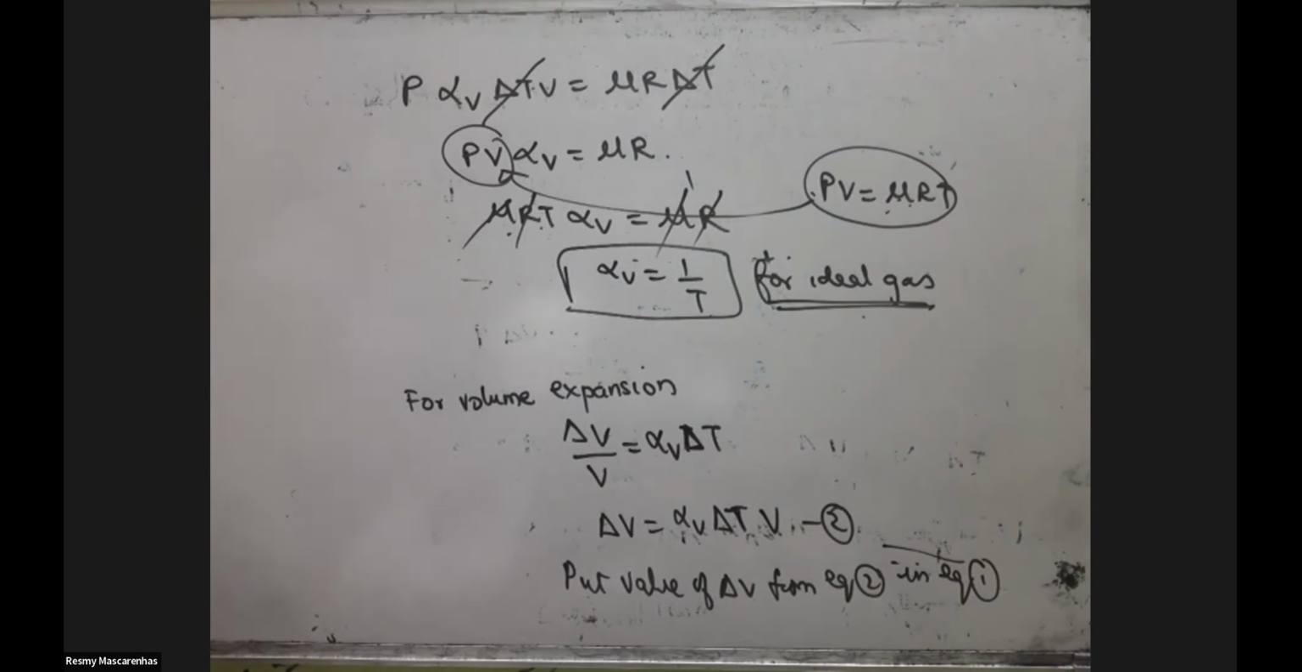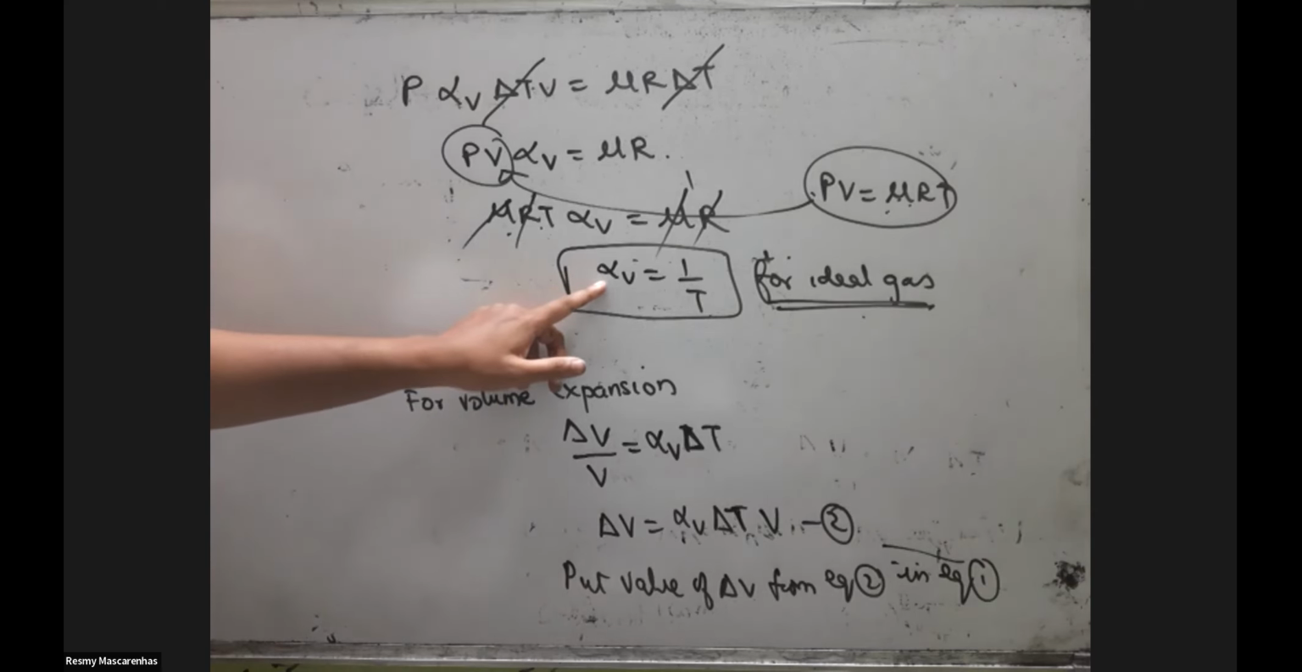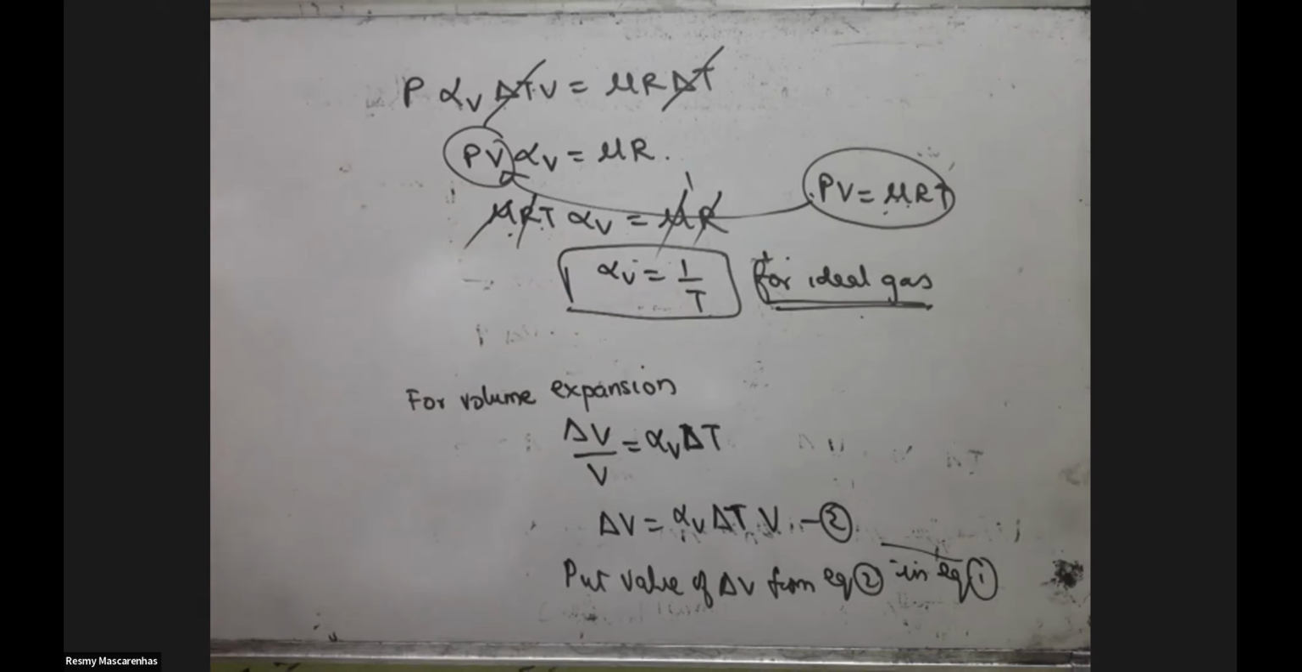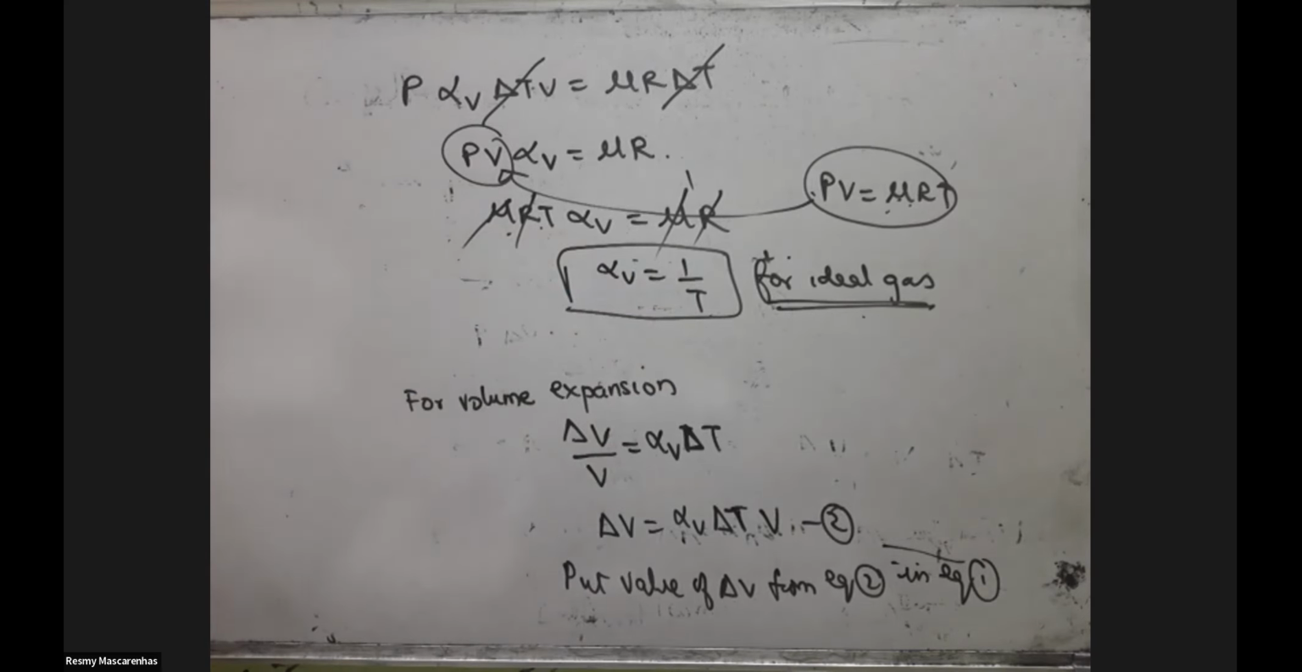If you want to know the coefficient of volume expansion for an ideal gas under constant pressure, it is 1 by T, where T is the temperature.